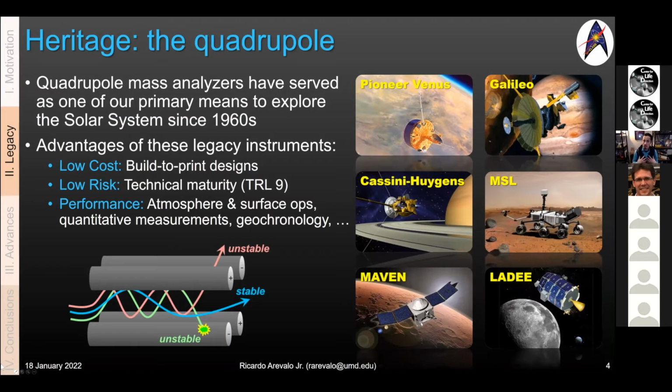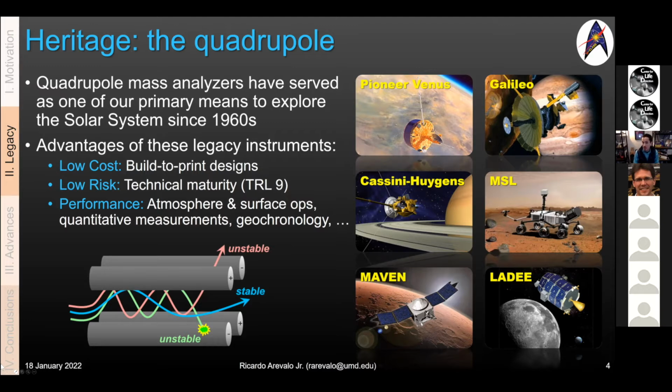But again, what any of us that are interested in pushing the envelope of technology are challenged to do is to compare our instrument to legacy. And so heritage is the quadrupole. As I mentioned before, quadrupoles have been our go-to means to explore the solar system for over 50 years. There are still a lot of advantages related to quadrupole mass spectrometry, advantages that allow them to still be proposed and still be implemented on current and future missions.